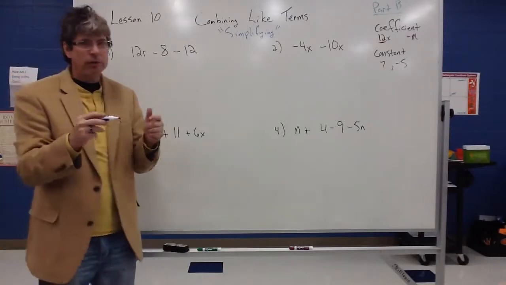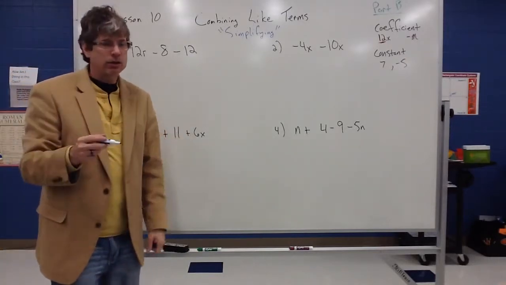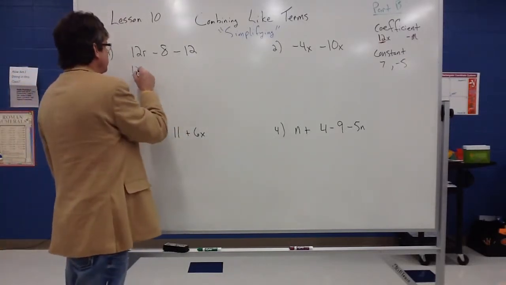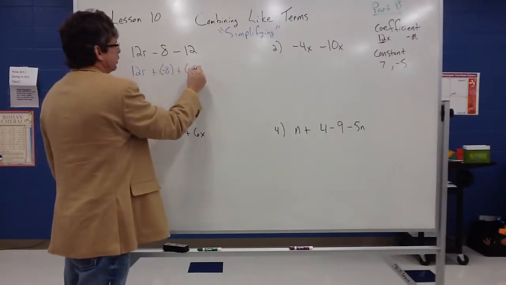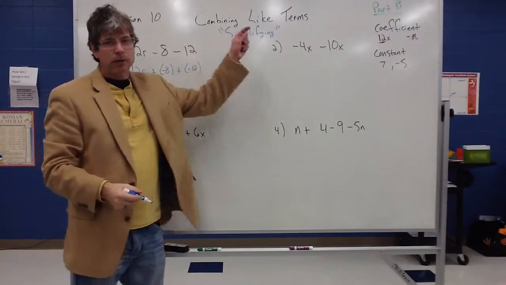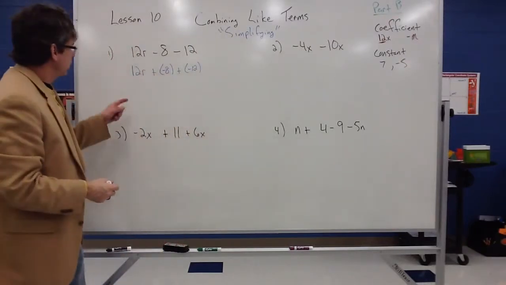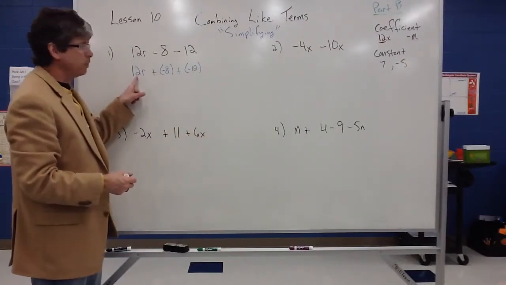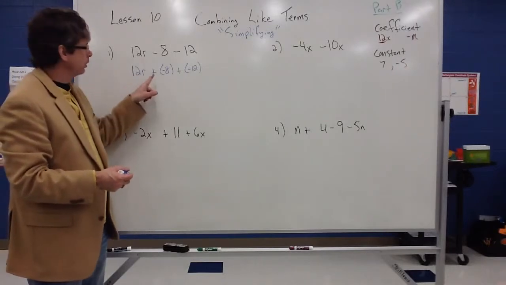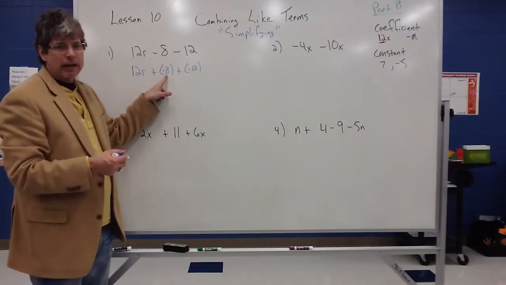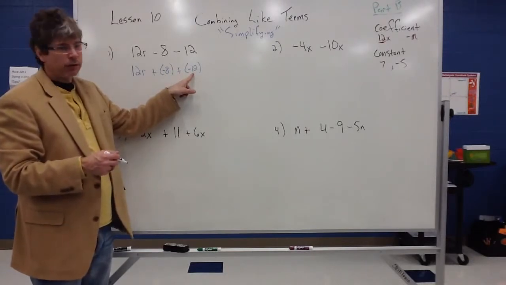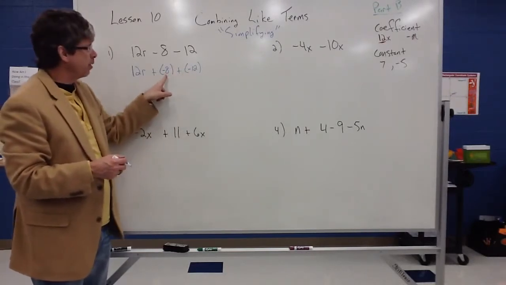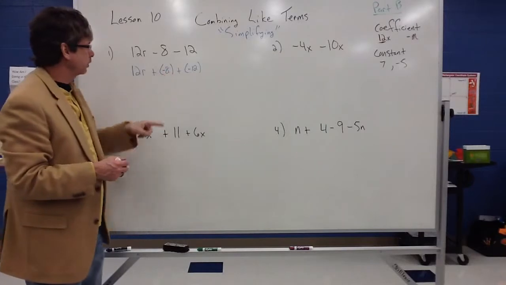When I think of terms, think of it as addition. So I have a 12h, a -8, and a -12. What you want to do is combine like pieces. The 12h really represents 12 h's added together. A -8 is like 8 -1s. A -12 is like 12 -1s. So these really are your friendlies. Numbers go with numbers, so these guys go together.